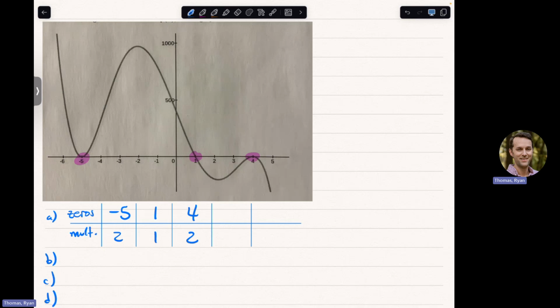Here, it crosses through, pointing in opposite directions, so odd, goes straight through like a line, multiplicity is 1. And then the same kind of thing is happening right there, where the multiplicity is 2. We feel okay about that? Yeah, okay. Right on. What is the degree, even or odd? How do we know? Odd, how do we know?